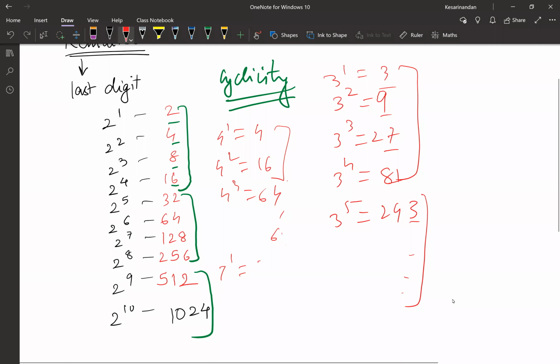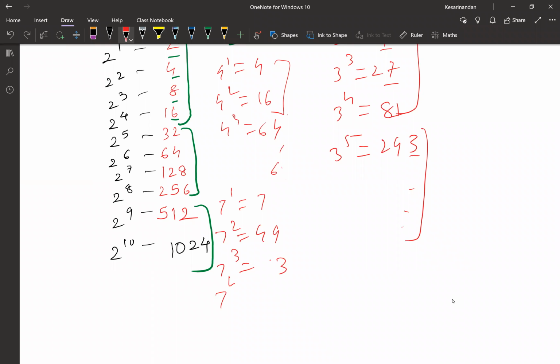7 will be 7 raised to 1 is 7. 7 square is 49. 7 cube, it will again have last digit 3, 343. 7 raised to 4 is again 1. The cycle is 4. So there will be some numbers which don't have it.